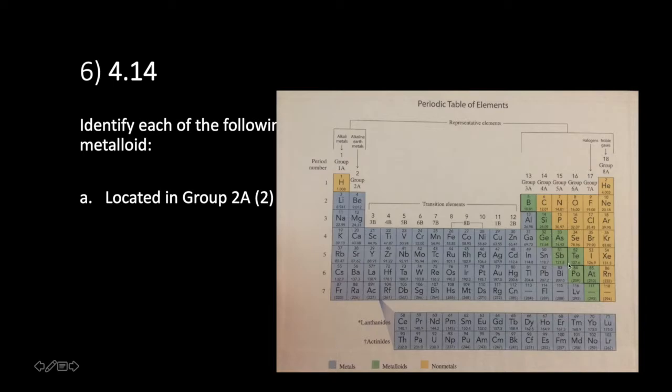They're all to the left of that zigzag line. They're all blue, and so they are all metals. And so anything located in group 2A is a metal.